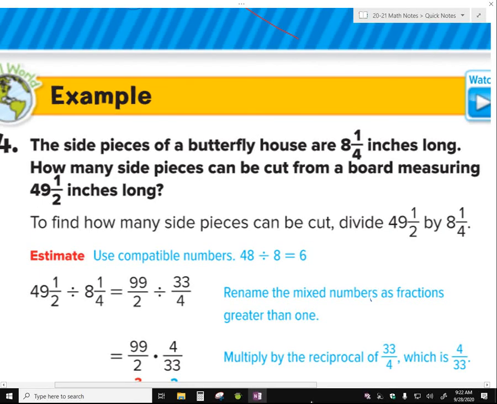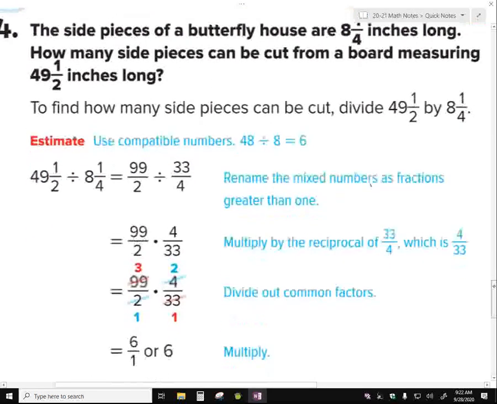All right. The side pieces of a butterfly house are 8 1/4 inches long. How many side pieces can be cut from a board measuring 49 1/2 inches long? To find how many side pieces can be cut, divide 49 1/2 by 8 1/4.